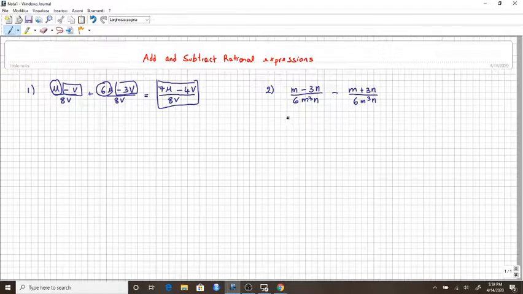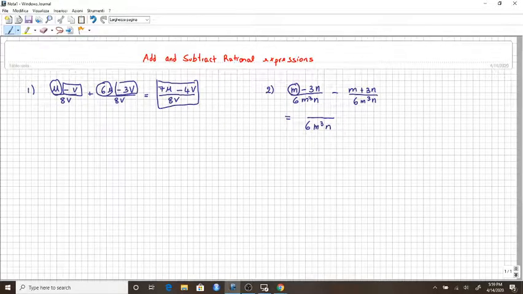Okay, so I hope at this point you did this by yourself. Notice how the two denominators again are the same, so the least common denominator stays 6m cubed n. So the only thing we need to do is combine the two numerators. Notice that there is a negative sign in this case, so we need to subtract.